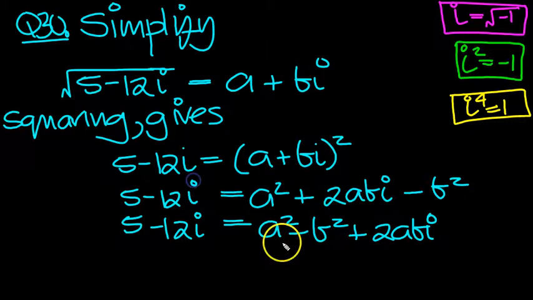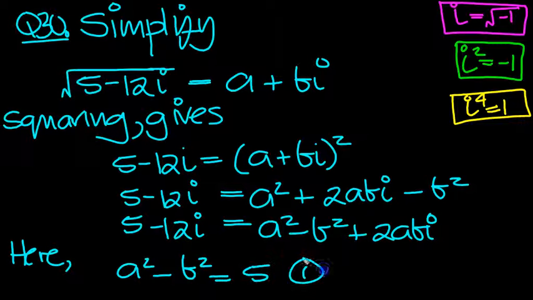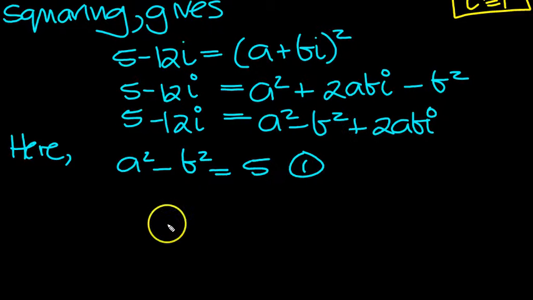5 minus 12i. So here, what have we got then? Let's turn our attention to this problem. We've got a squared minus b squared is equal to 5. And we've also got 2ab is equal to minus 12, isn't it?